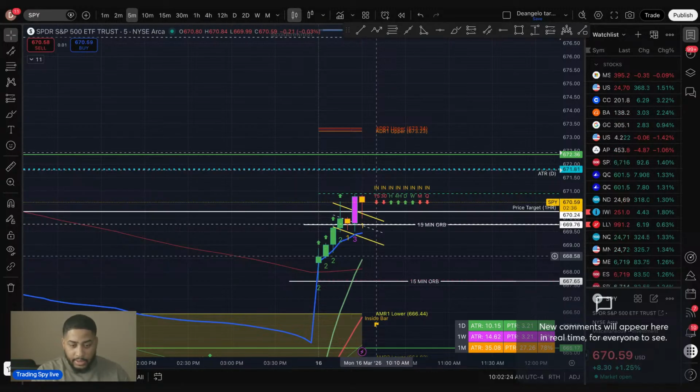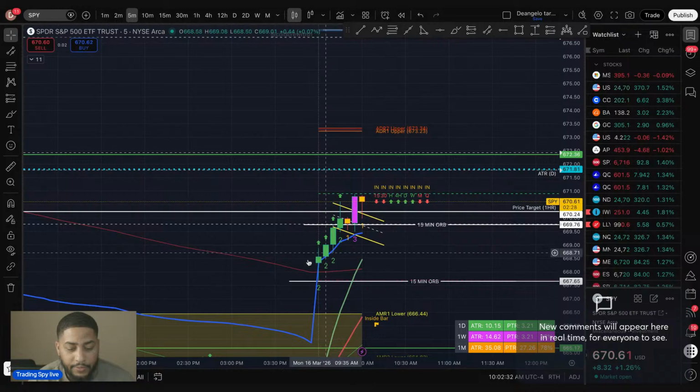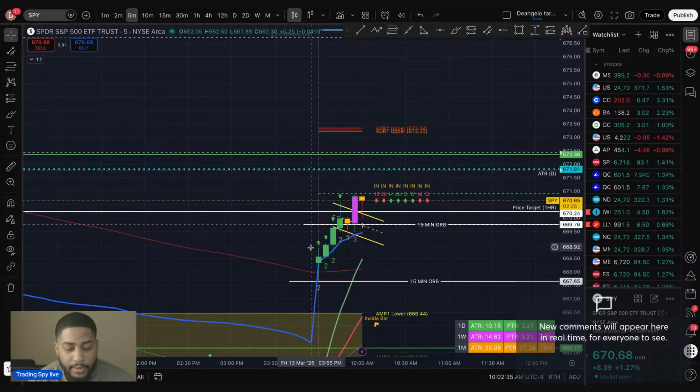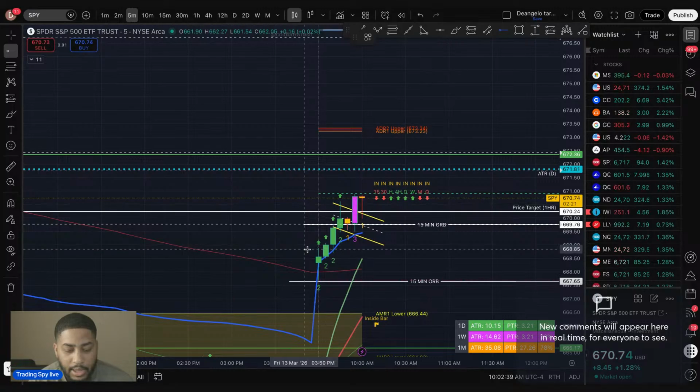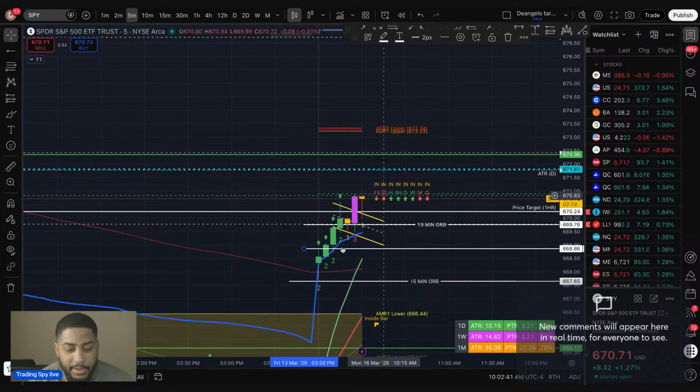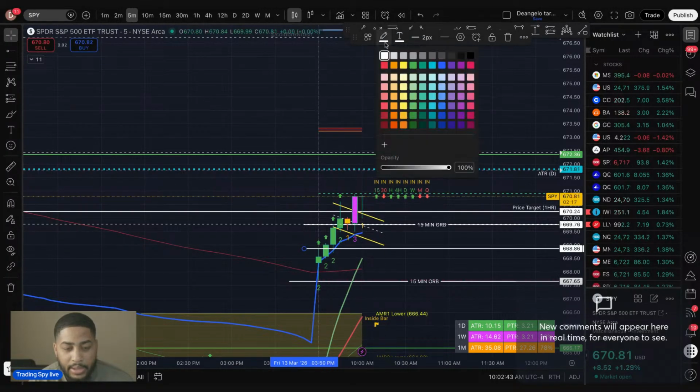But I got another strategy. If I would have gone live on time, I could have been in on this play. I would have already been up, because on this 5-minute opening right here, I would have got in on a break of the high. So let me show you. I was just trying to go live, but this right here, I'll label it orange.